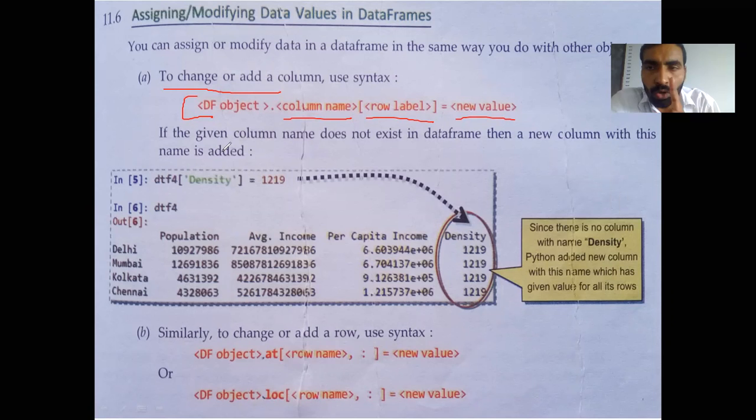If you want to add a new column, simply you have to provide the df object name, dot or square bracket, the column name, equal to new value. So what it will do, if this column does not exist, the density column does not exist, then a new column with the name density will be added, and it will have all the values as 1, 2, 1, 9, 12, 19.